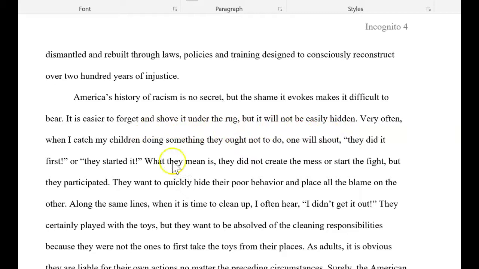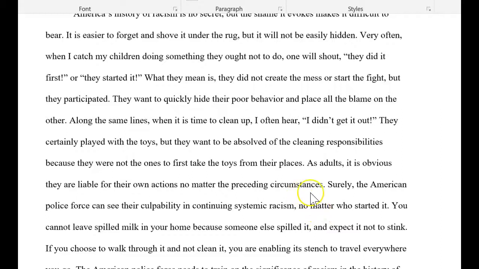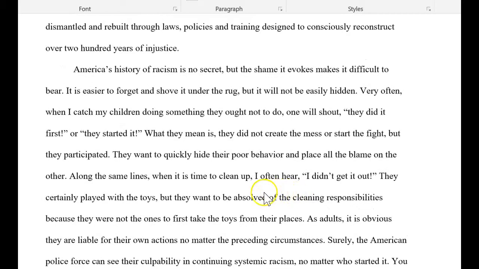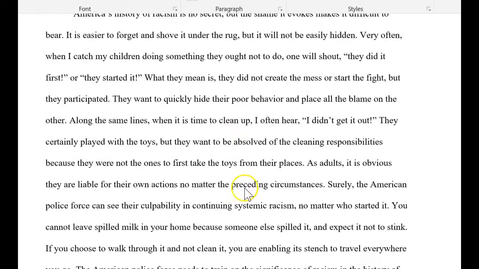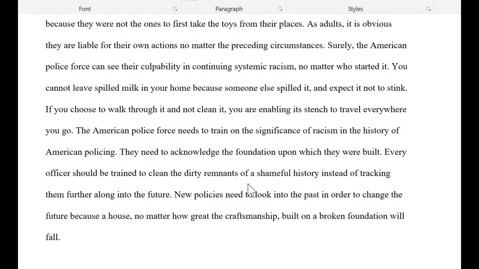Very often, when I catch my children doing something they ought not to do, one will shout, "They did it first," or "They started it," and that sort of becomes the root of this presenting what I think is supposed to be the opposing viewpoint. I think it would be a lot more effective to find a source that presents this viewpoint, and then maybe respond that, well, that's just a kind of childish, "they did it first," or "they started it" response. So lacking a source that represents the opposing viewpoint usually weakens the paper.